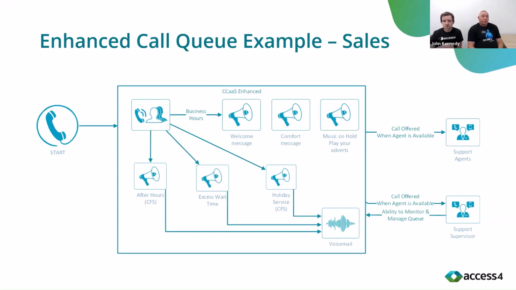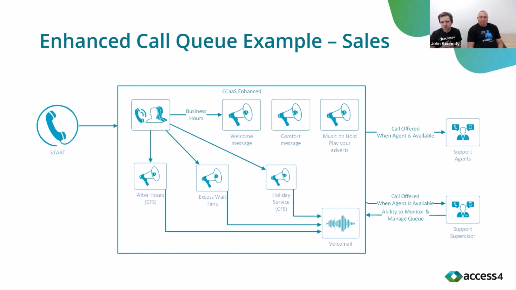Next one up is our enhanced call queue. So this could be something more useful for sales teams where your agents are accepting calls all the time. If they're going into a meeting, they can put themselves unavailable. So they stop receiving those calls while they're in the meeting. You can still route those calls to voicemail when the sales team's closed or any of that kind of thing as well. So still being able to do that kind of routing.